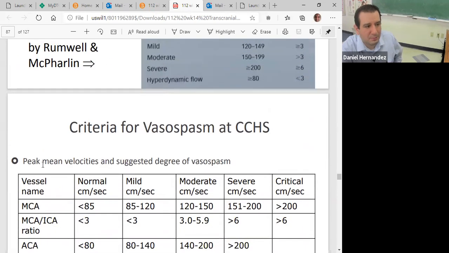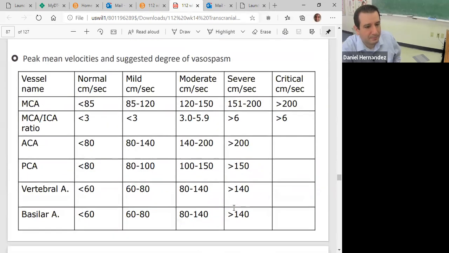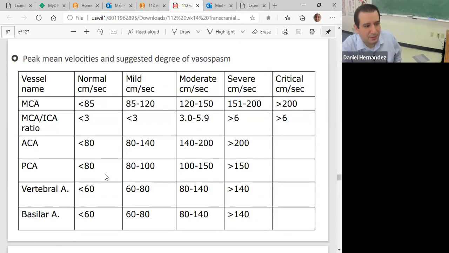So this is peak mean velocities and suggested degree of vasospasm. Again, here our ratios are under 3 for normal and mild, and then for moderate it is 3 to 5.9, severe greater than 6, critical greater than 6. And then again, notice your anterior circulation velocities are going to be faster than your posterior circulation velocities.